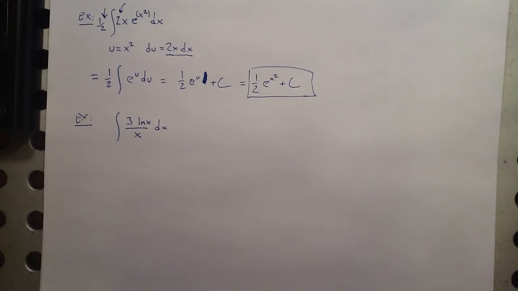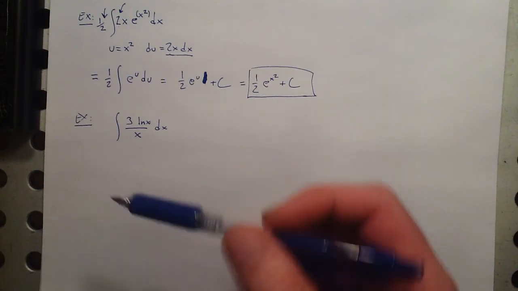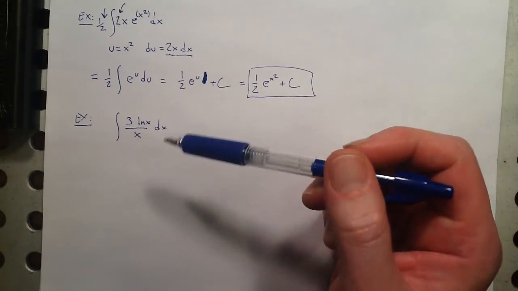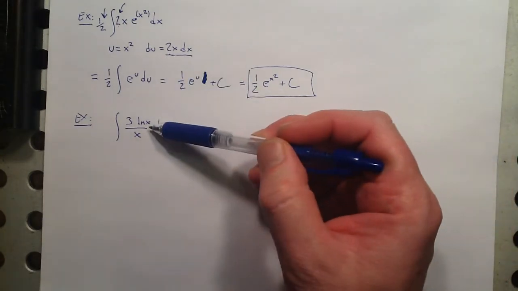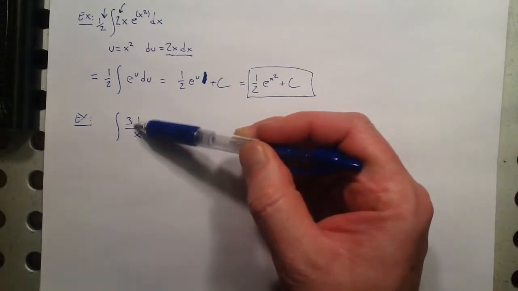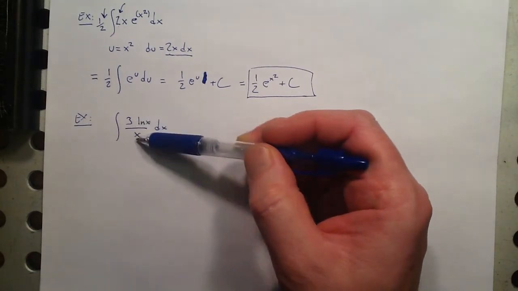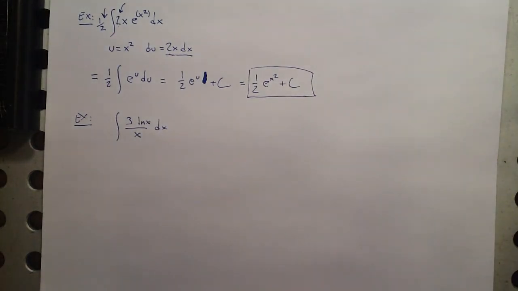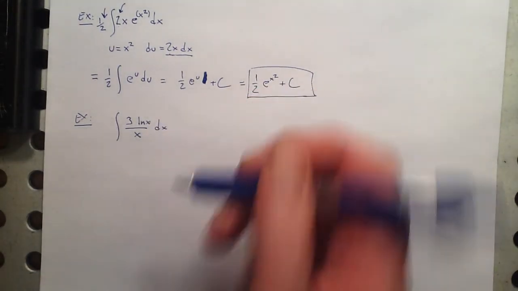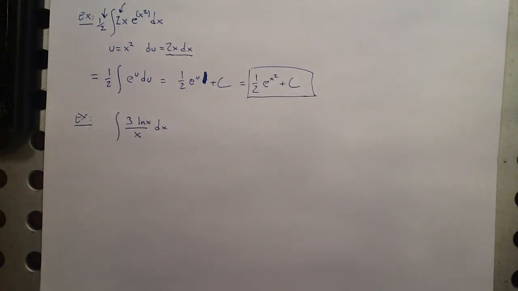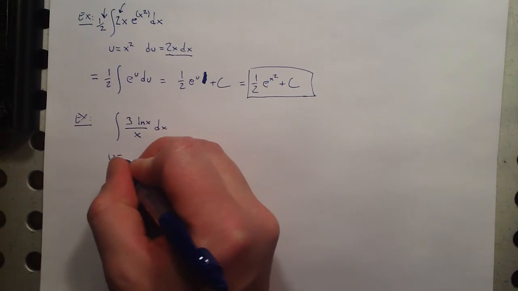This one is a little trickier because there's not an obvious what's inside. So I think we have to think about what our options are here. If u substitution is going to work here, then the u would have to be equal to this, or perhaps 1 over x. So maybe pause here for a second and think about what the u might possibly be that would work here.